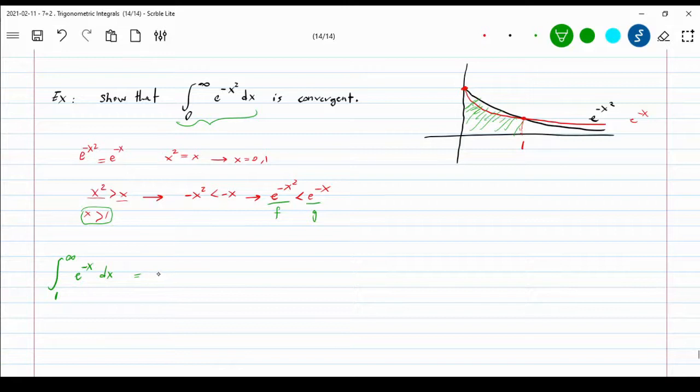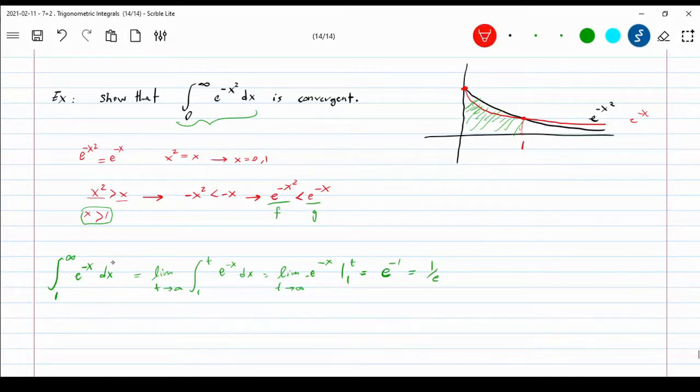And let's say this would become the limit as t approaches infinity of the integral from 1 to t of e to the power negative x dx, and that is the limit of negative e to the power negative x from 1 to t, as t approaches infinity. If you replace infinity, the result of the limit would be 0. If you replace 1, you will get e to the power negative 1, sorry. So what you have is 1 over e.